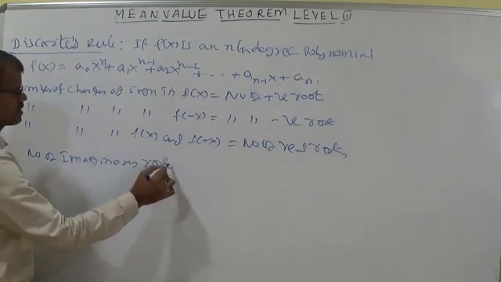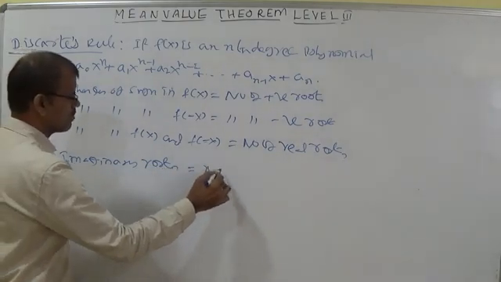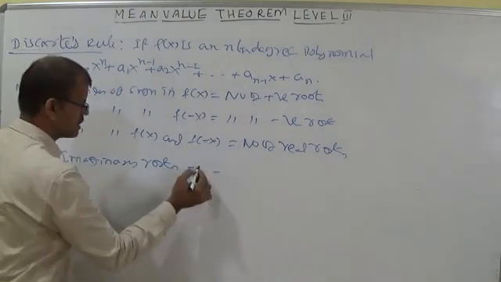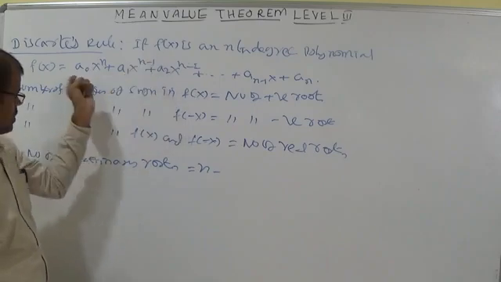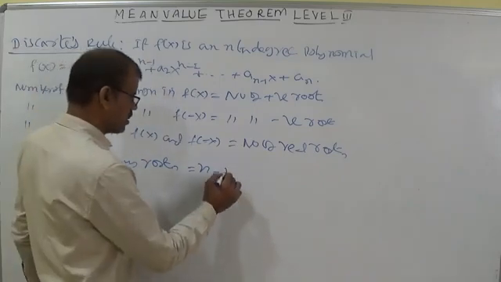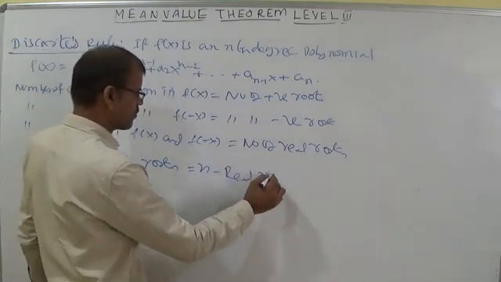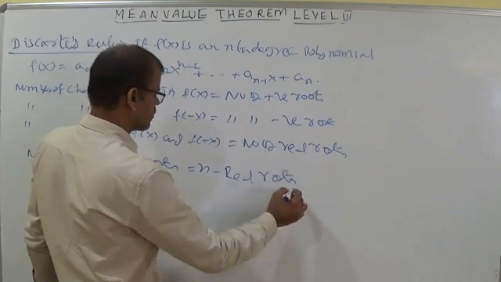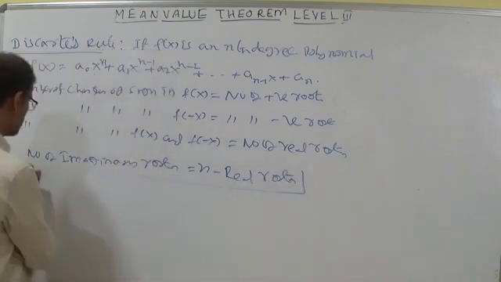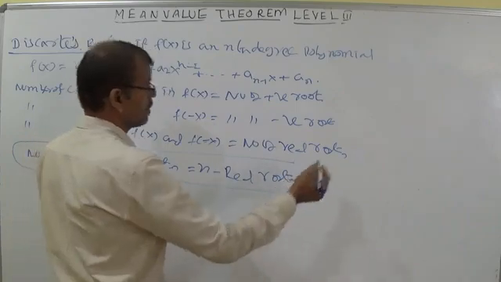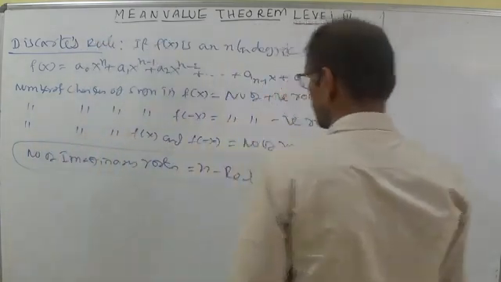The number of imaginary roots is equal to n minus the number of real roots. What is n? The degree of the polynomial. So n minus the number of real roots is equal to the number of imaginary roots. Let us consider an example.